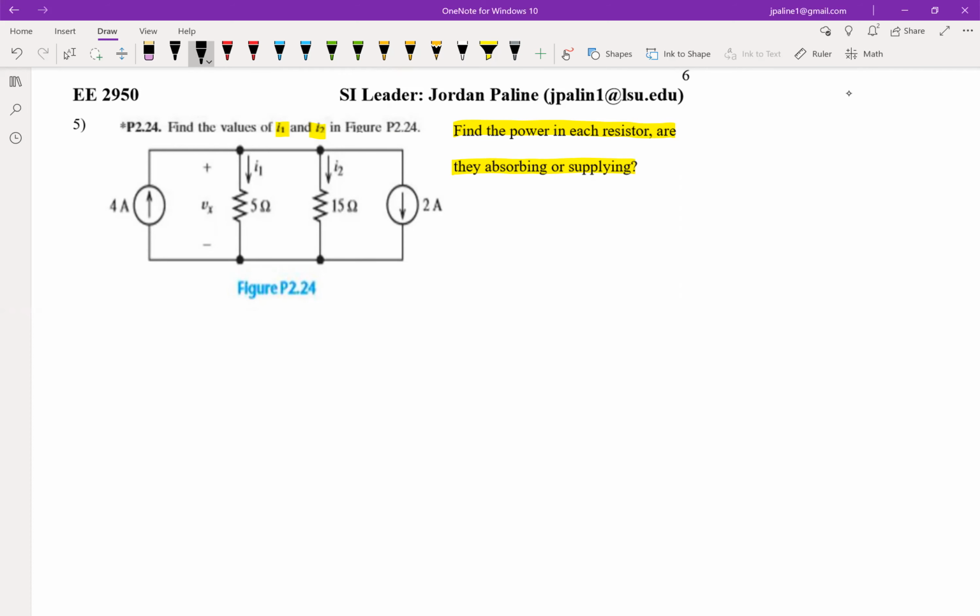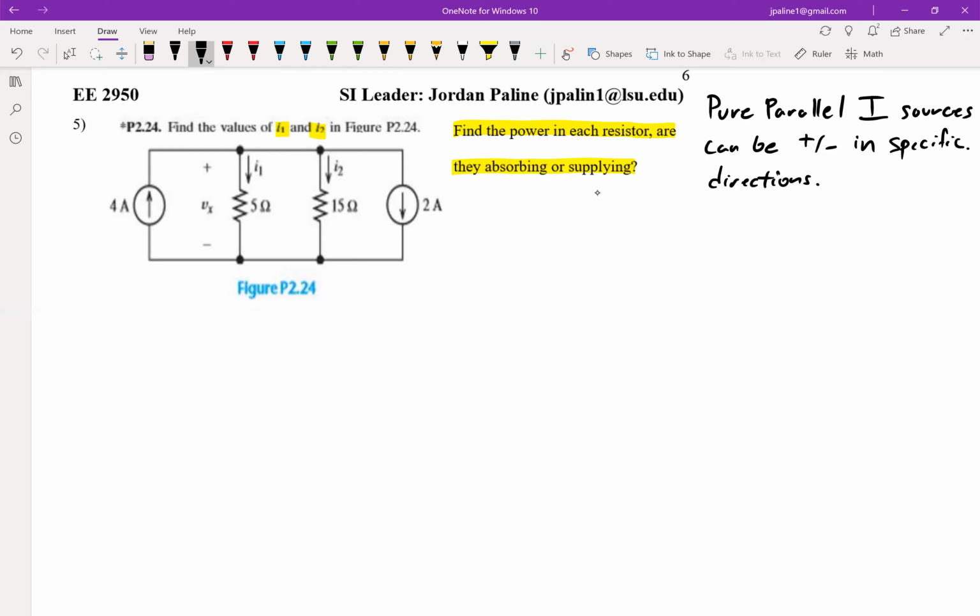Now this problem is going to involve a trick that can be useful. If we were to say pure parallel current sources can be added or subtracted in specific directions. All right. So what does that mean?